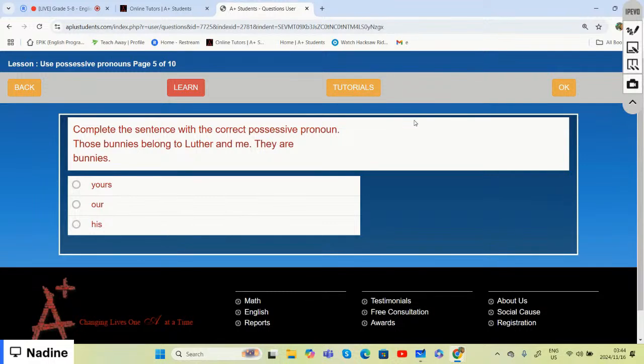Those bunnies belong to Luther and me. If something belongs to someone and me, do we say they are your bunnies? If it belongs to someone like me and somebody, do you say they are our bunnies, or do we say they are his bunnies, Luther and I, or Luther and me?